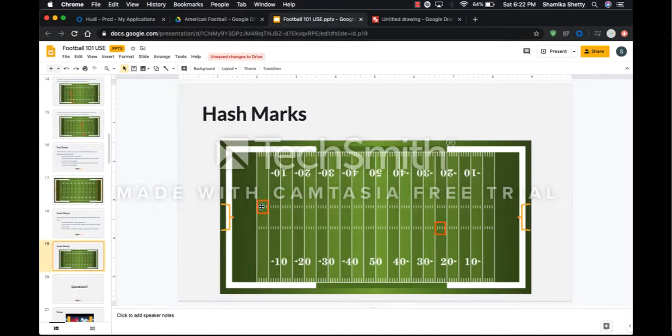Let's go to the image. You can see these small orange squares that are explaining what hash marks are. They are running down parallel to the field. They are 1 yard apart. You can understand why, because they are parallel to these yard lines. So this is 0, 1, 2, 3, 4, 5. These small lines run parallel to these yard lines.